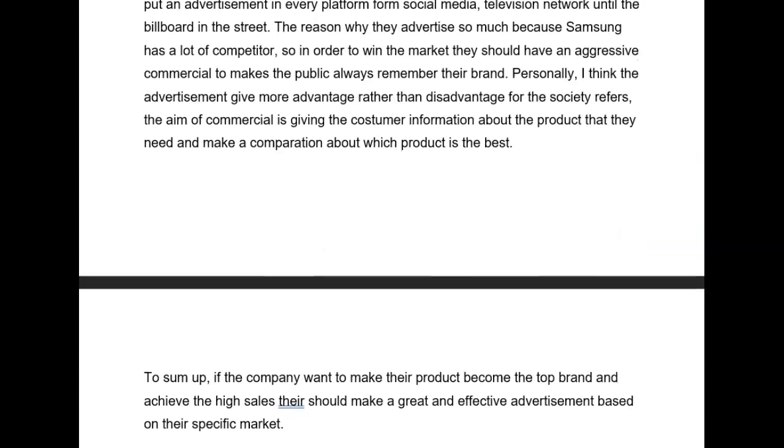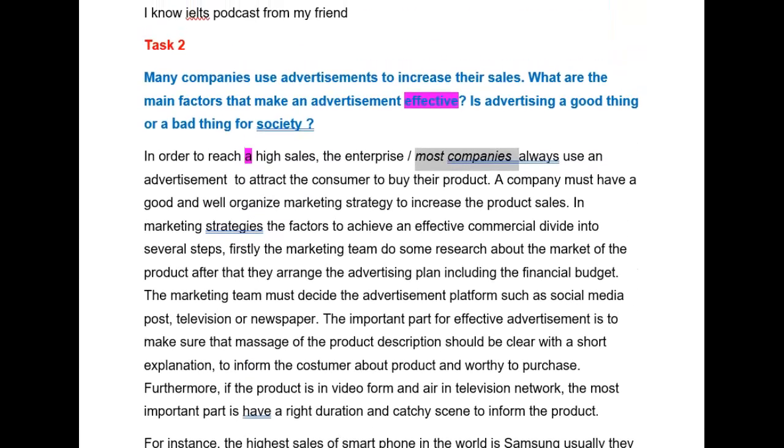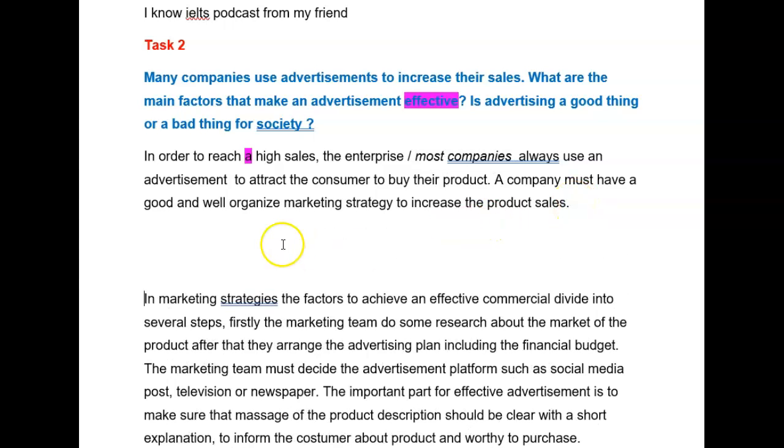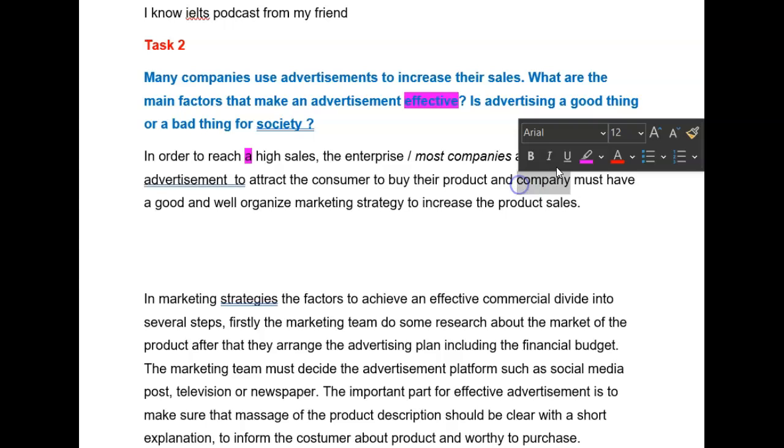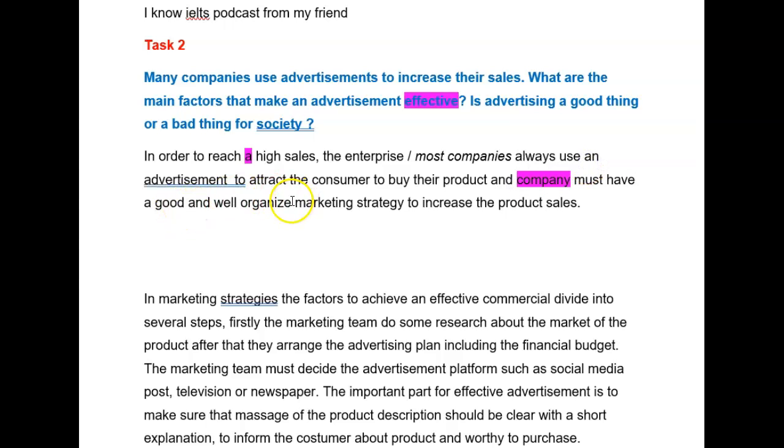Now, where is your, let's get this essay organized. Okay, I'll tell you what the problem is here, looking through this. Where's your introduction? So you need a great introduction here. Okay, let's split this up. In order to reach high sales, most companies, it's difficult to always use, but most companies use an advertisement to attract the consumer to buy their product. Okay, a company, and let's connect this together. You don't need to repeat company, you could have they must have a good and well-organized marketing strategy to increase product sales.